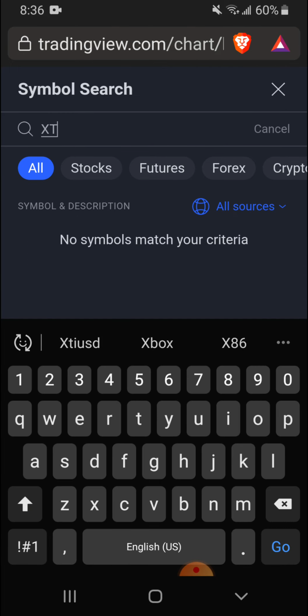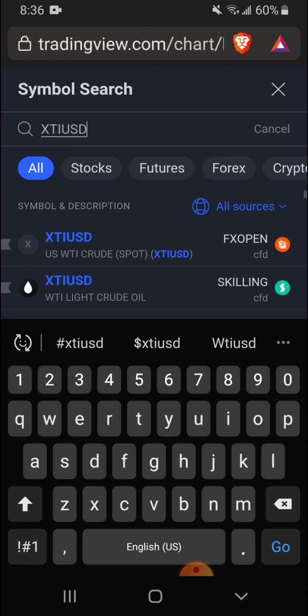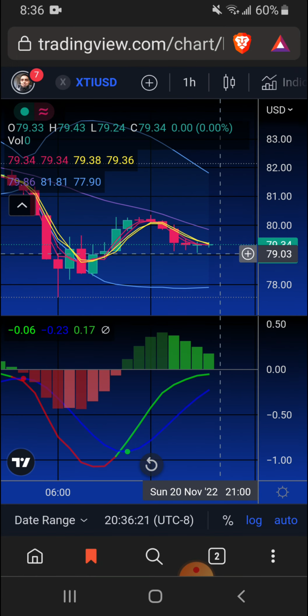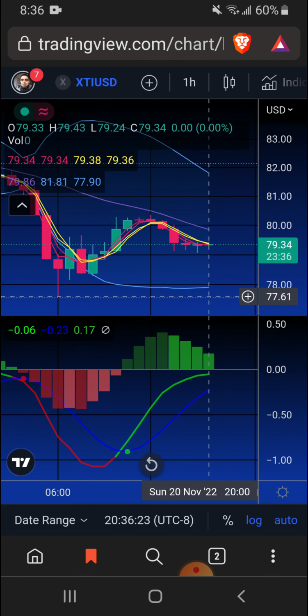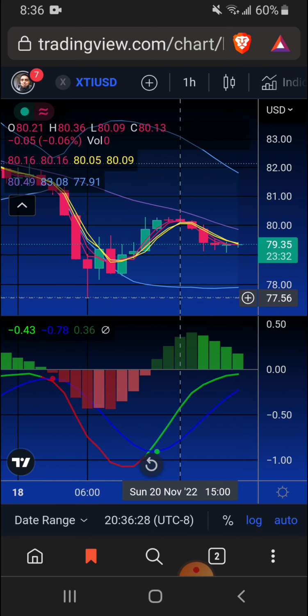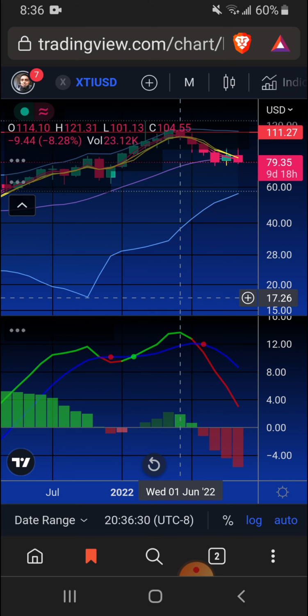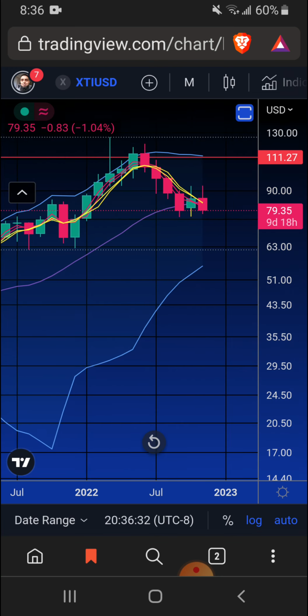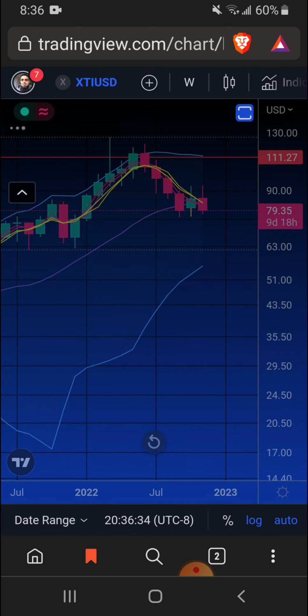Oil, I messed up some of my watch list here to add those pairs. So oil having the short last week, testing that low level again of 77, 76 area that we mentioned. So you can see we had those.